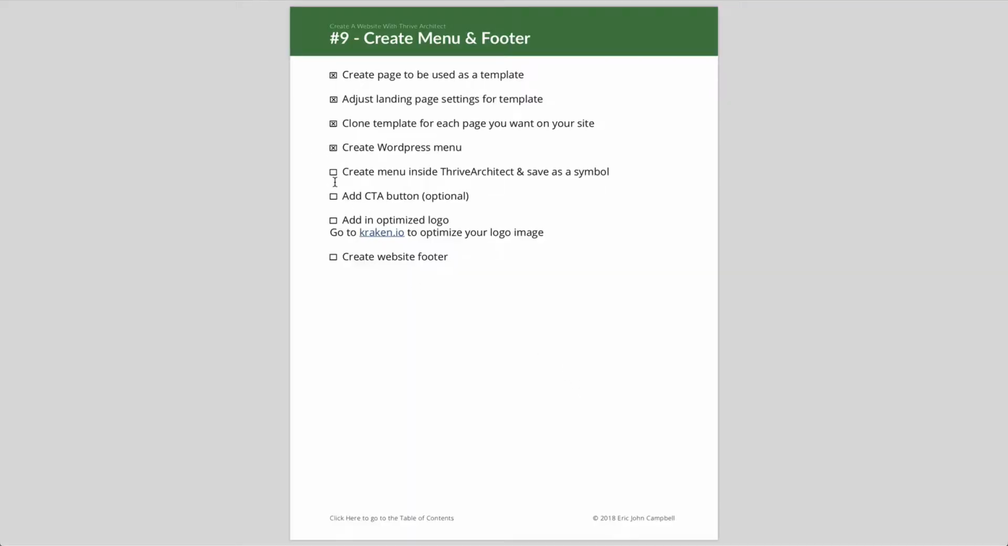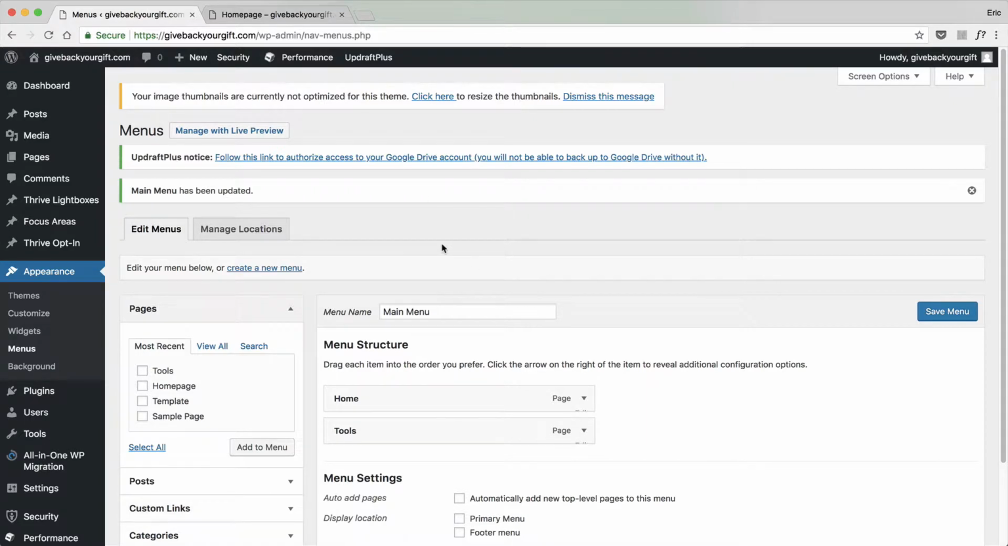Next up is to create that menu inside of Thrive Architect and then save it as a symbol. And what a symbol is, it's something that when you put it on one page and edit it on that page, all those changes apply to wherever that symbol is placed anywhere on your website. So that means if we create a menu on our home page as a symbol and then add that symbol to our tools page, if we make a change to our menu while looking at the home page, it'll also automatically make the same change on our tools page. This is super convenient. So let me show you what this looks like.